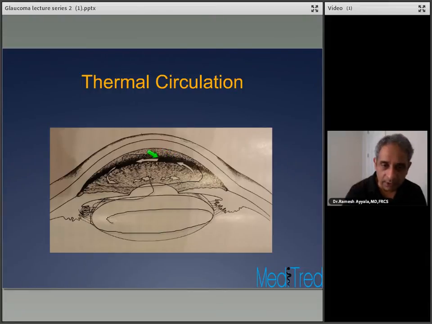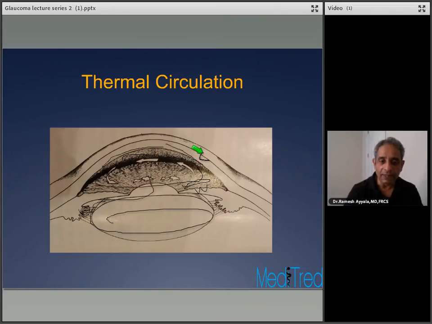And the third thing that affects the circulation of the aqueous in the anterior chamber is what is called the thermal circulation. There is blood flowing in the iris, which means that the iris has a higher temperature, whereas the corneal endothelium here, the inner portion of the cornea, has no blood, which means that it's cooler. So you have warm iris right here and cold cornea right here.